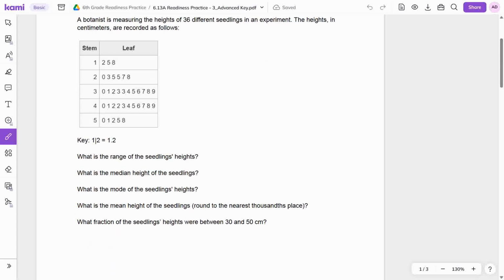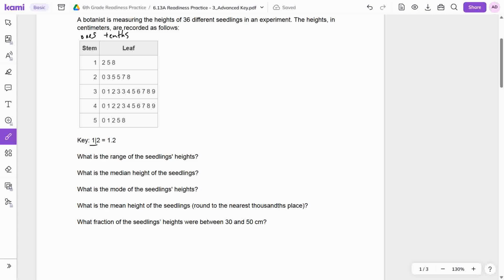So we have a stem and leaf plot here. We've got 36 different seedlings recorded, and our key tells us that we've got the decimals here. So this is our ones place, and this is going to be our tenths place. So line 2 is actually 1.2. So that's one way that we can think about it: 1.2, 1.5, 1.8. That's how we would read that first line. 1 and 2 tenths, 1 and 5 tenths, 1 and 8 tenths.